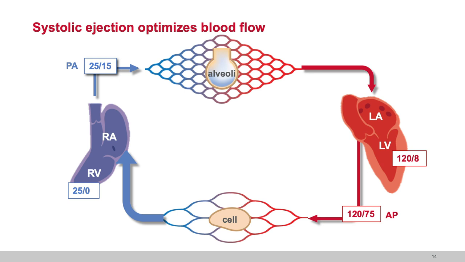The LA fills the LV, and the LV must generate enough pressure to move blood out into the systemic arteries. So you see here, the LV has a systolic pressure of 120, and the systemic arteries have a systolic pressure of 120. And in this cartoon, you can certainly see that the RV wall is thin and the LV wall is big.